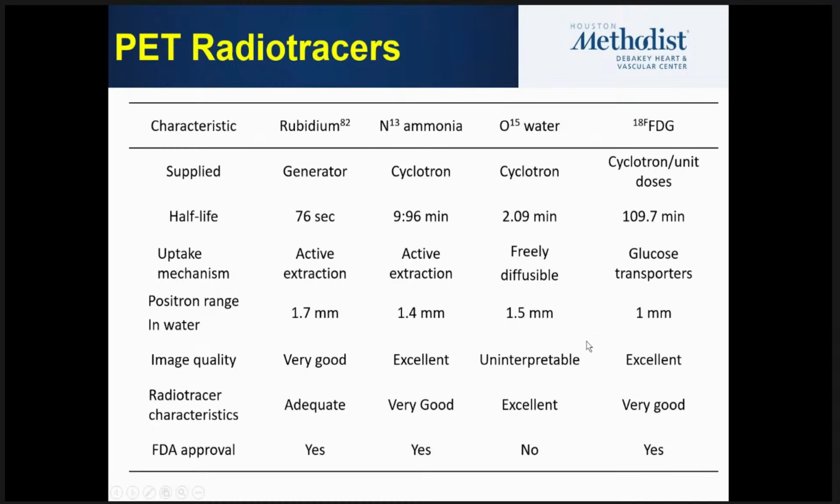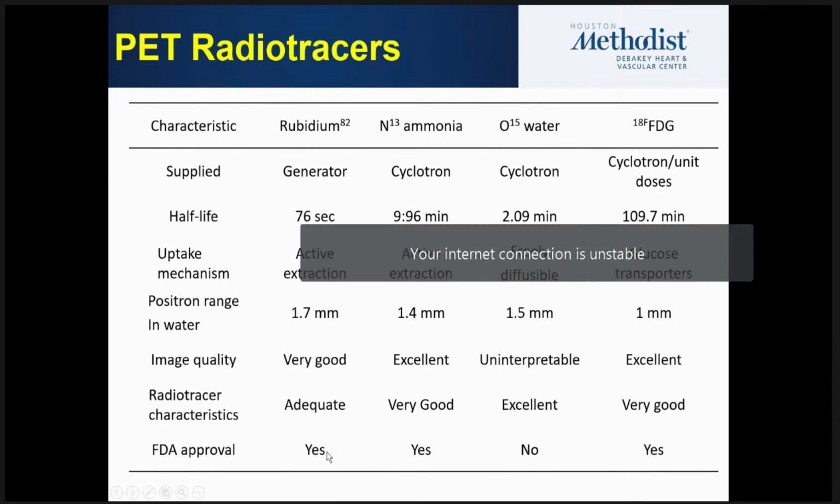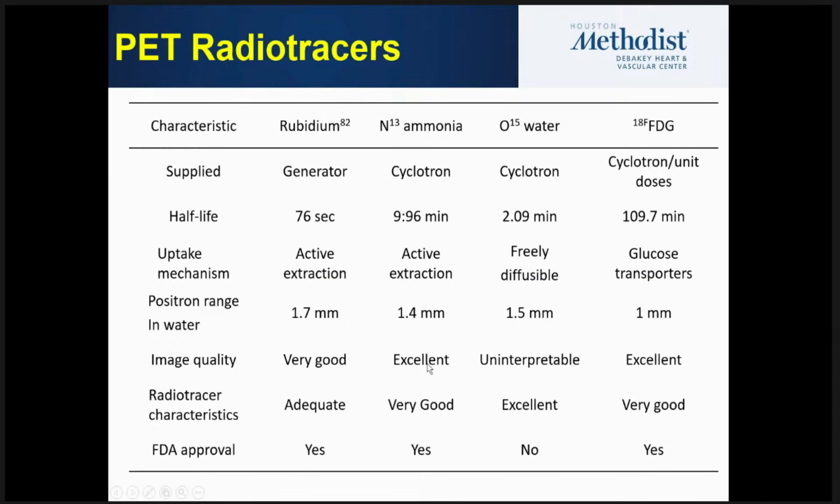Now, the positron range we'll talk about a little bit later, but I want to focus on the image quality. I would say image quality is related to the positron range, and it is excellent with N13 ammonia and FDG. But now with the newer radiotracers and newer systems where we are able to differentiate the scatters, we are able to reconstruct good images with rubidium 82.